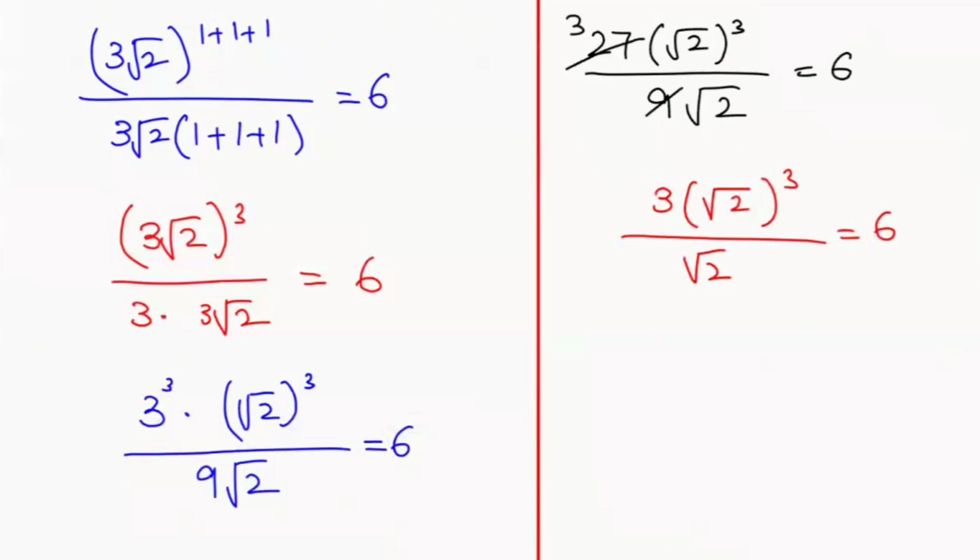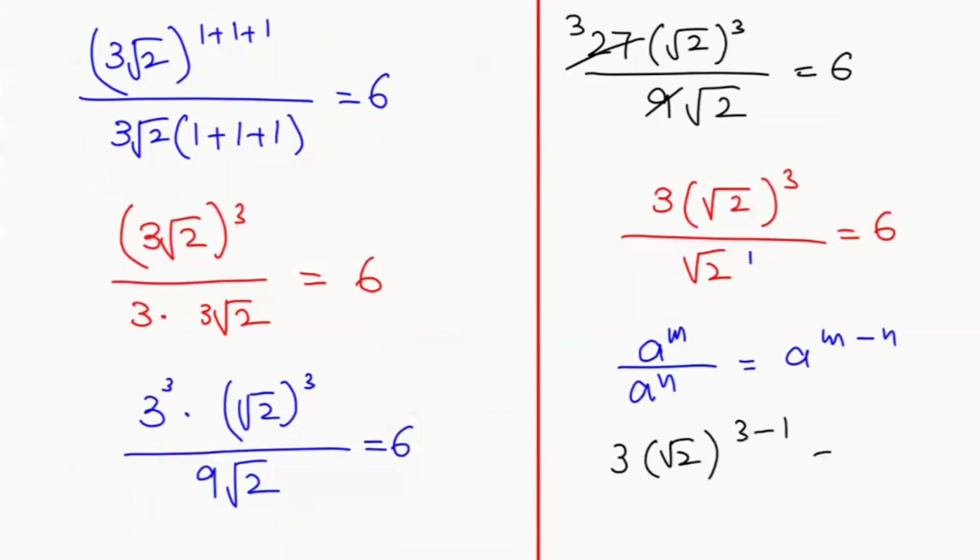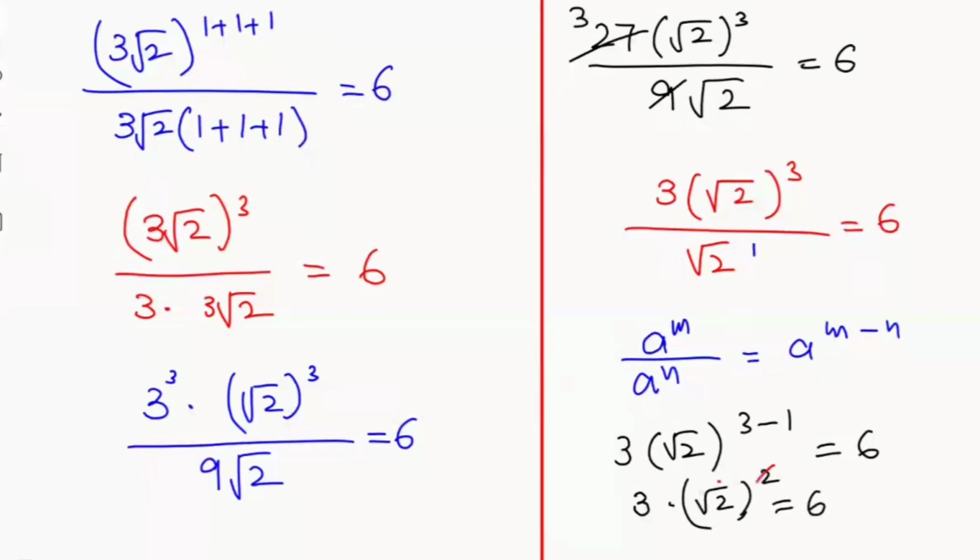Now we have the same numerator and denominator, so we consider here one power, and we apply the exponential rule, a to the power of m minus n. So here I write 3 times root 2 to the power of 3 minus 1 equals 6, and this will be 3 times root 2 to the power of 2 equals 6. And now this 2 and this root get cancelled. So 6 equals 6. So the value of n that we found, 3 root 2, is absolutely correct.